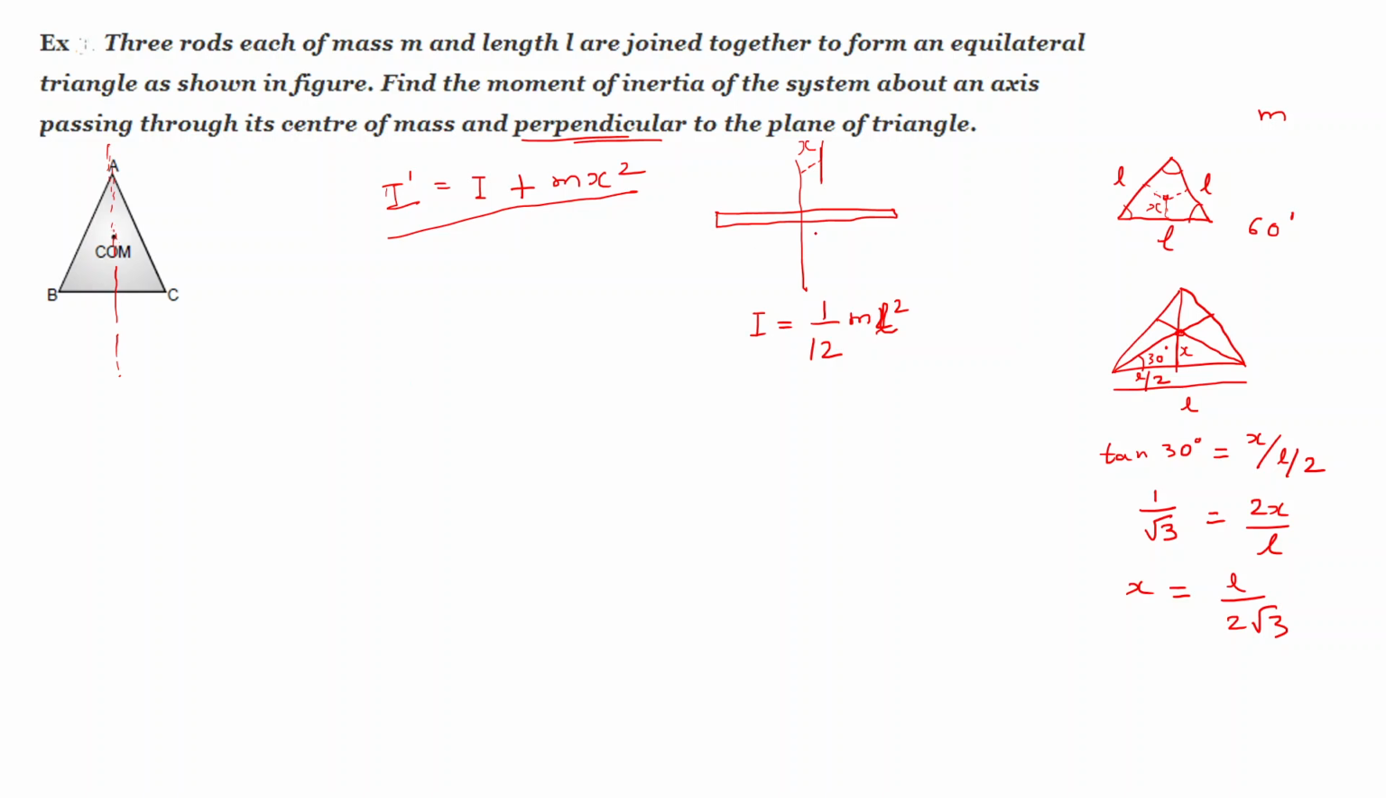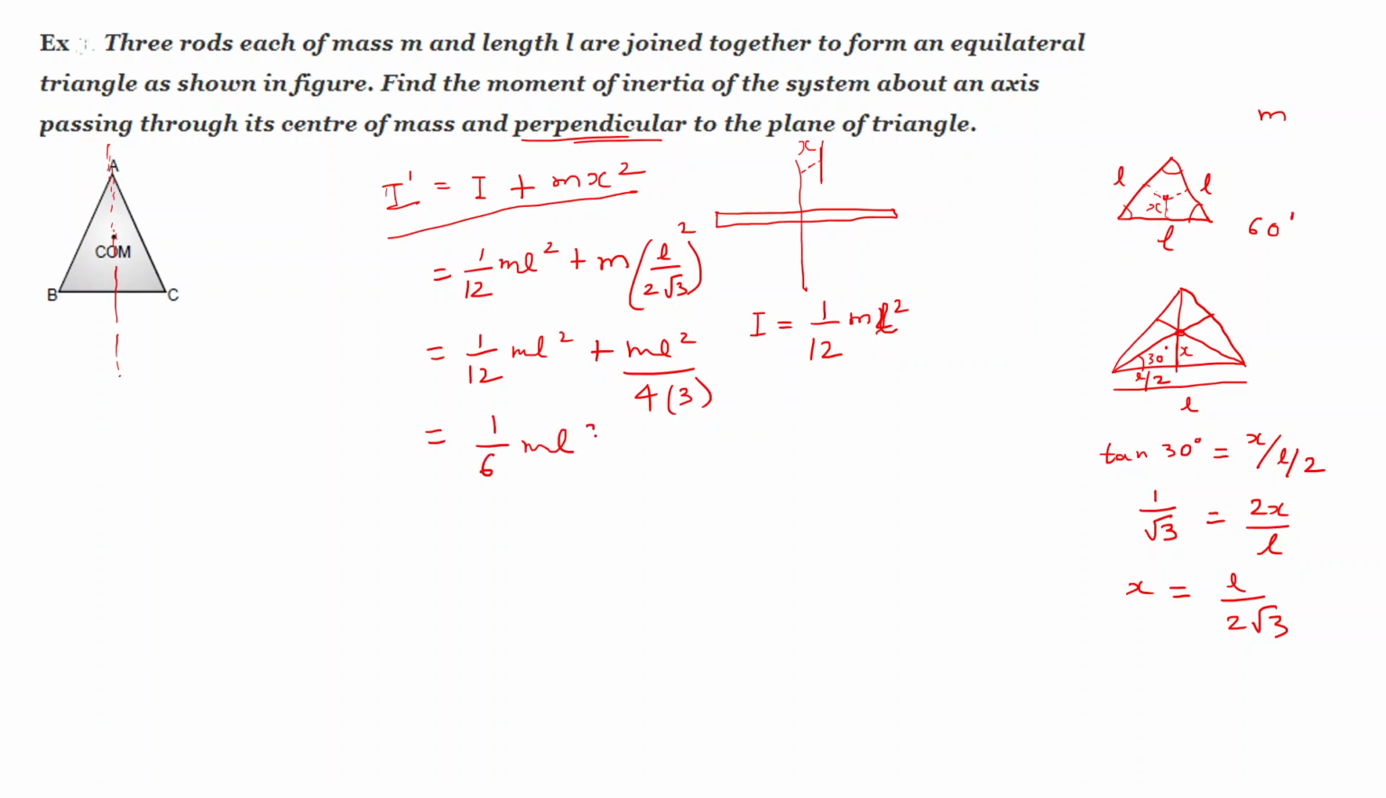So for one rod, first we'll find out for one rod, this I is 1 by 12 ml square, plus m, and this x is what? Substituting that, L by 2 root 3 square. So this will be 1 by 12 ml square plus ml square over 4 root 3 squared, that means 3 times 4 is 12. Oh, so it will be 1 by 12 plus 1 by 12. It will be 1 by 6 ml square.